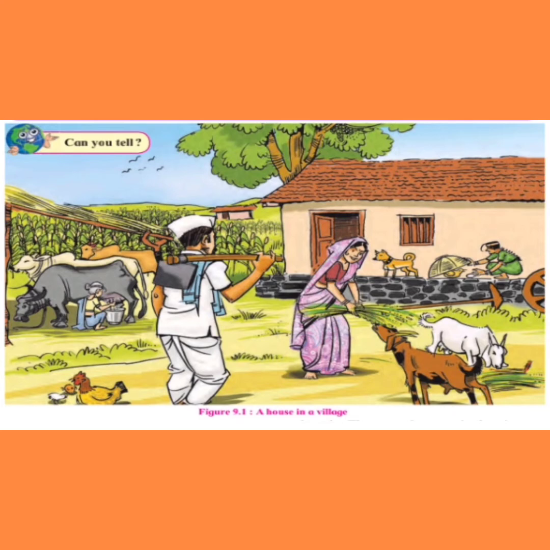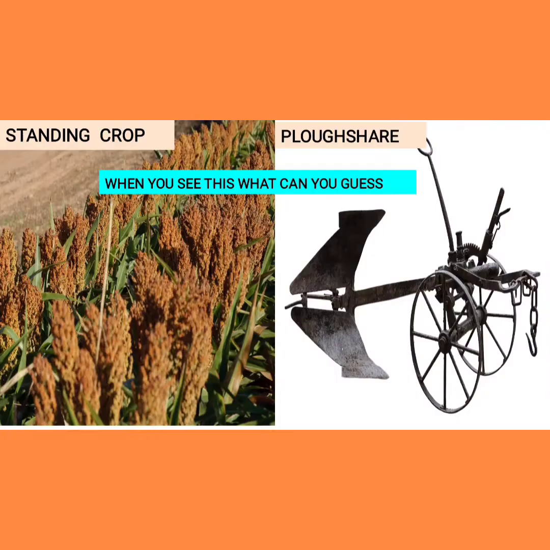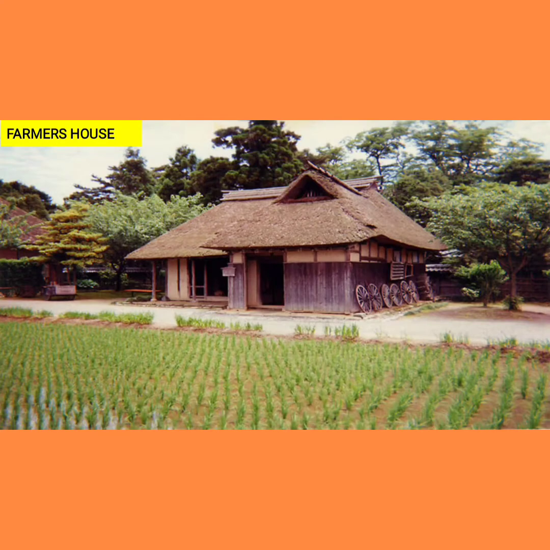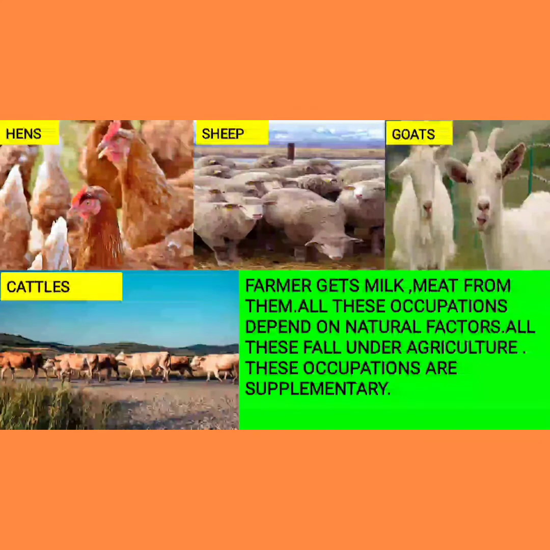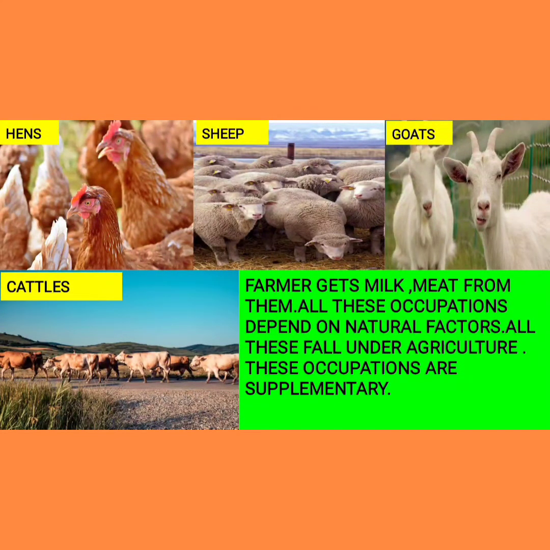You can see the standing crops. That means this is the house of the farmer in his fields, farms and fields. He stays there. You can see this standing crops, plowshare. When you see this, what can you guess? That means the farmer is ready to harvest the crops. This is the farmer's house. The farmer is not only doing farming, but he is also rearing cattle and other animals.